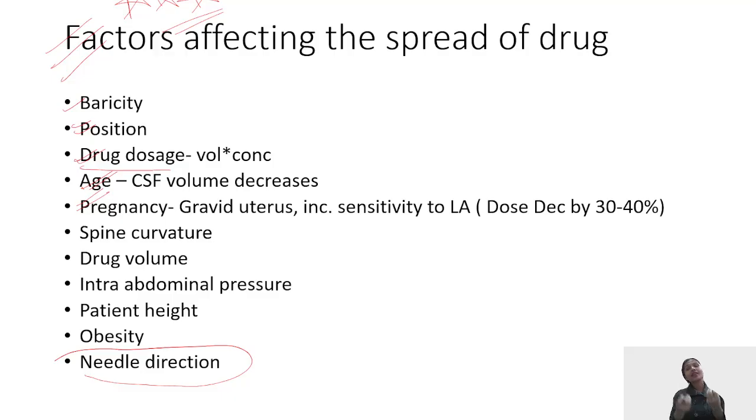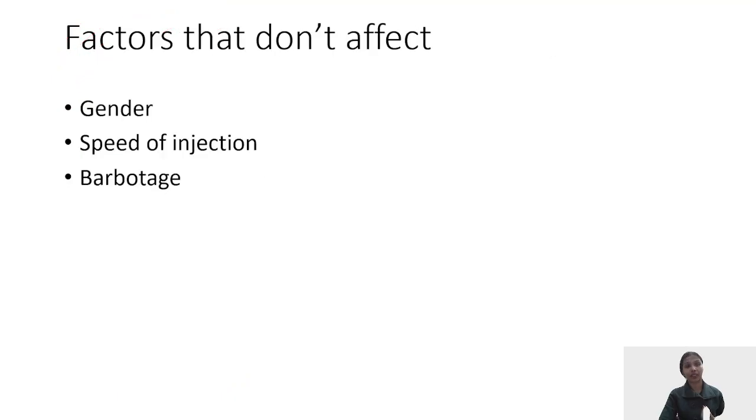What happens is sometimes the bevel of your needle is half in the subdural and half has pierced your arachnoid mater. In those cases, because of the non-uniform spread of the drug in the CSF, you have a partial effect of the spinal anesthesia. So the position of the needle becomes very, very important.